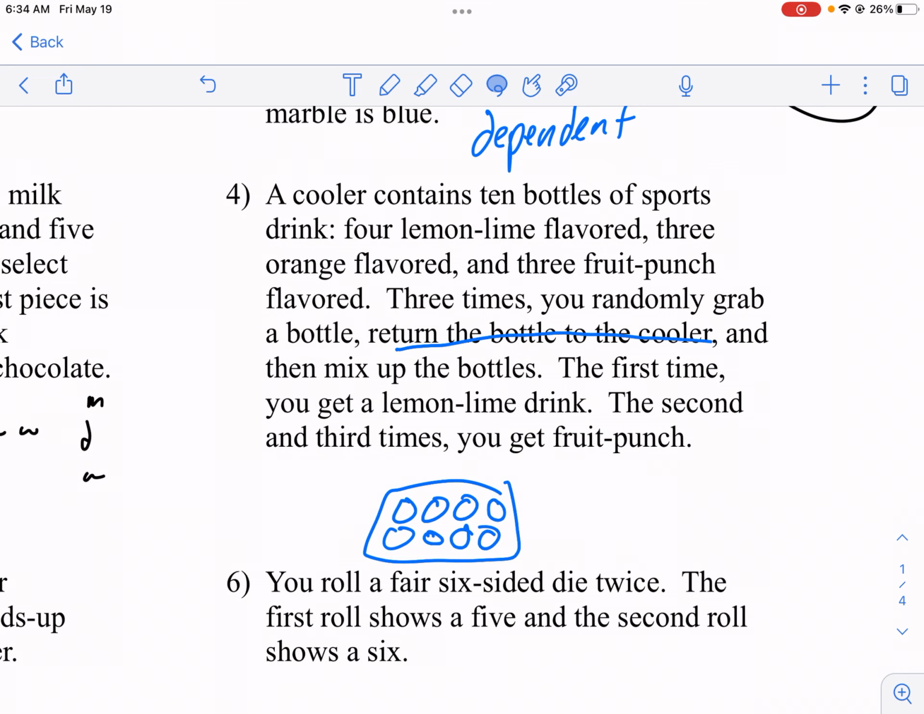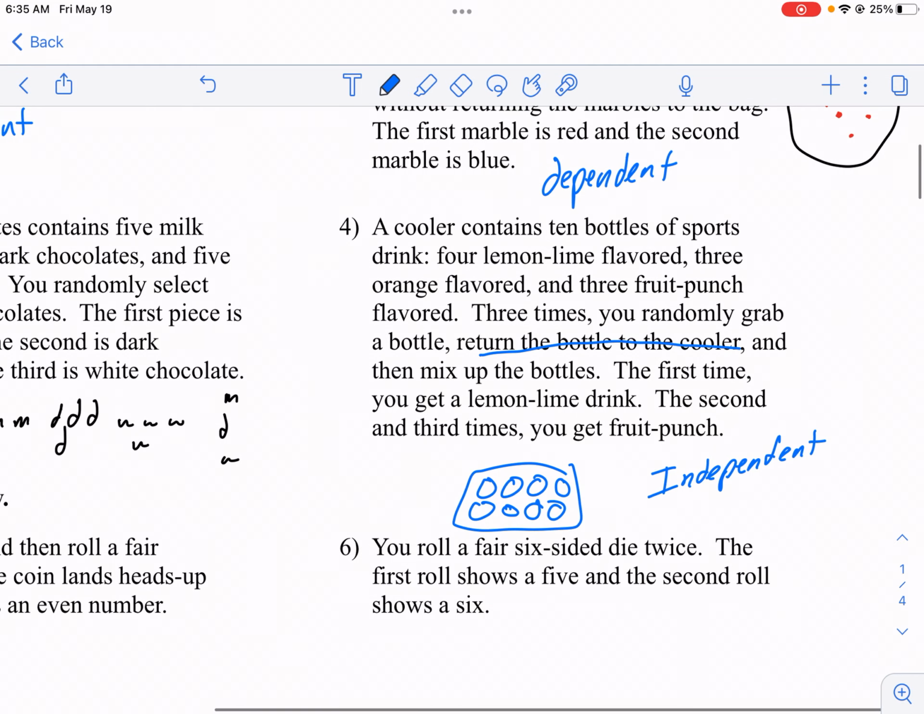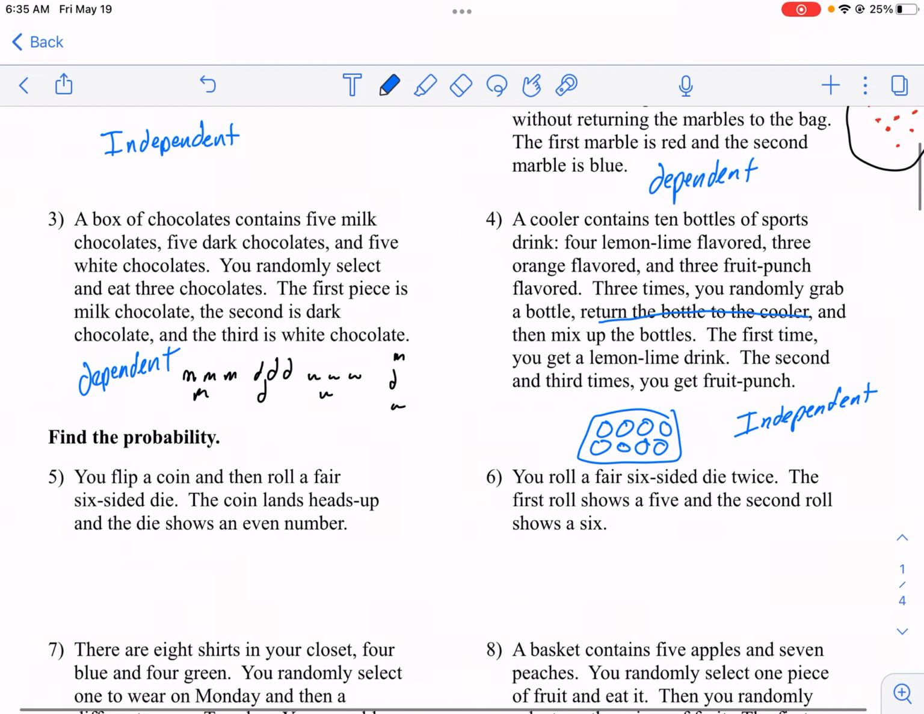Because it resets, the probability of the first one does not impact any of the second or third ones. This makes it independent. If it's reset, and the probability is the same each time without being impacted by previous events, then it is an independent event.